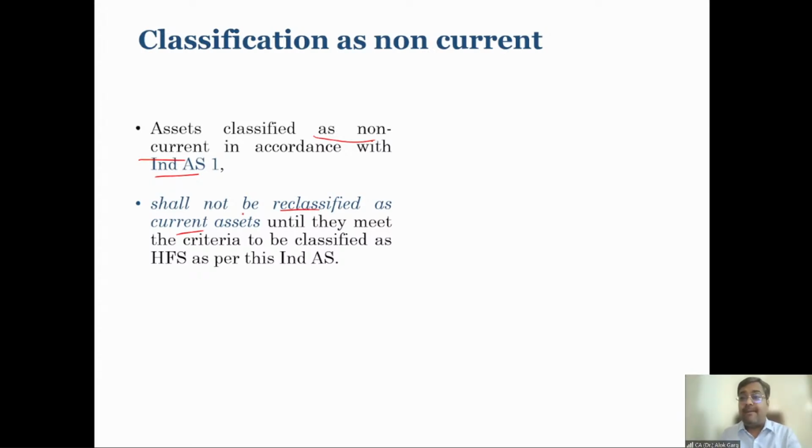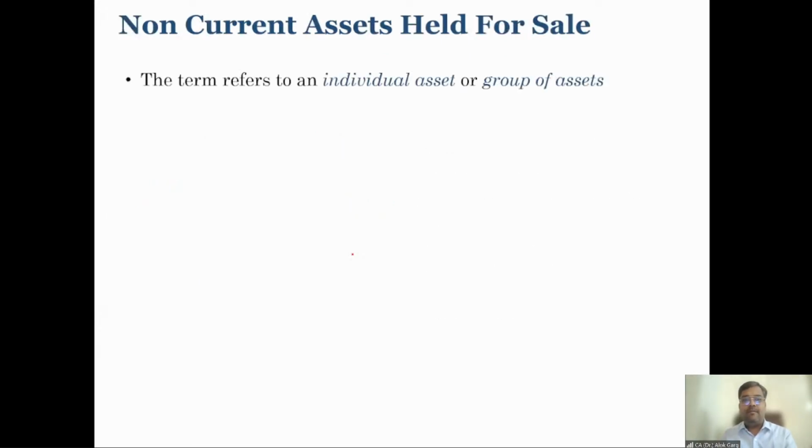Okay. So if something is classified as non-current in accordance with Ind AS 1, it shall not be reclassified as current until and unless it meets the criteria to be classified as held for sale as per this Ind AS. Clear? Is it clear? Right?